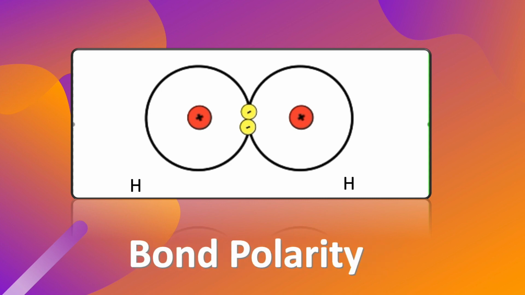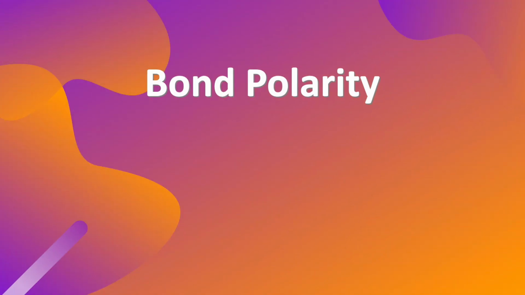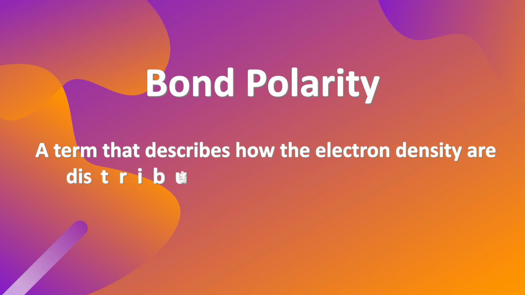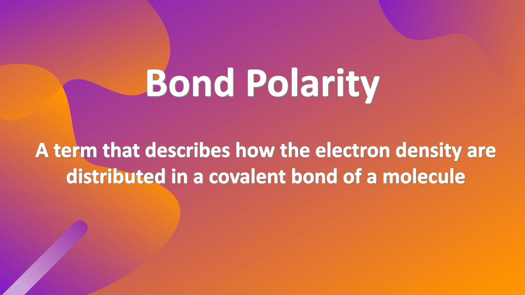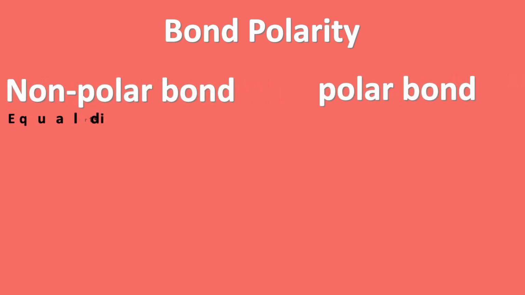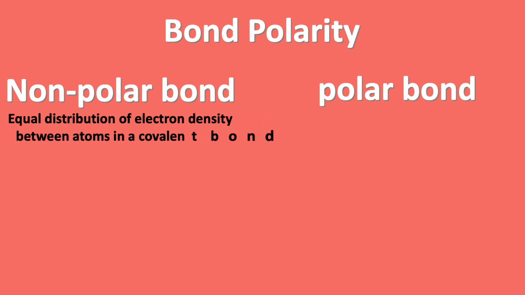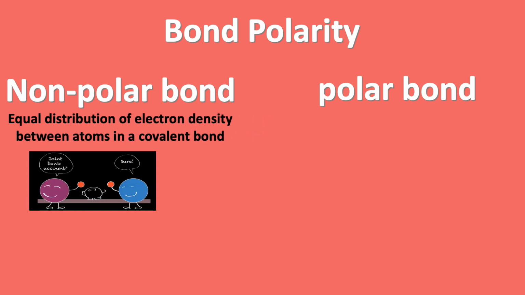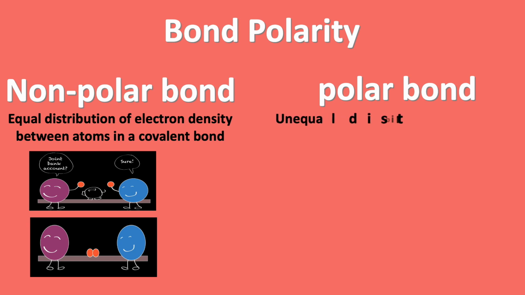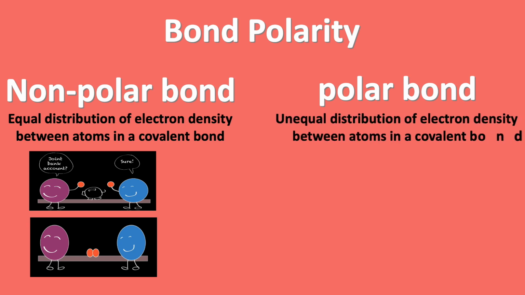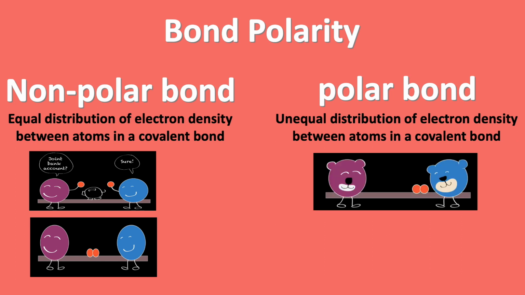Now, let us learn more about bond polarity. By definition, bond polarity is a term that describes how the electron density is distributed in a covalent bond of a molecule. There are two types of bond polarity. One is called non-polar bond and another one is polar bond. A non-polar bond is formed when there is equal distribution of electron density between atoms in a covalent bond, while a polar bond is formed when there is unequal distribution of electron density between atoms in a covalent bond.